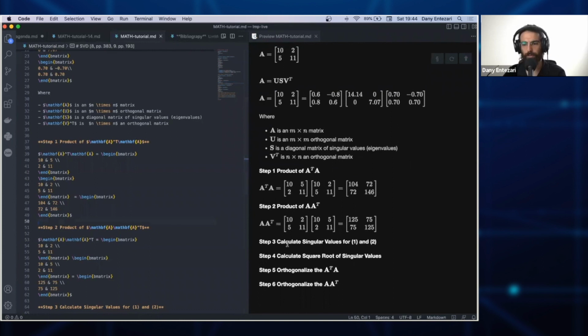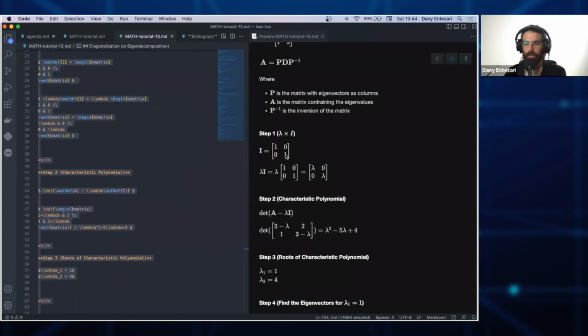Okay, so for step 3, there's a sequence of steps, but since we've already looked at them, we're going to skip right to the value. But let me refresh your memory. Here's how you calculate the eigenvalues of a matrix. So let's say this is our matrix.